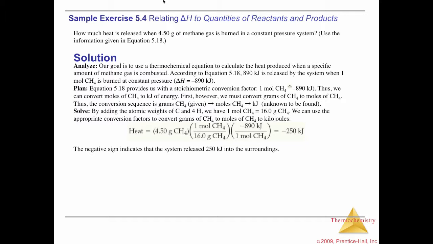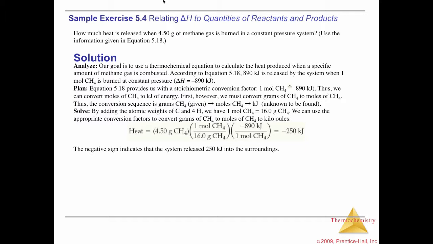Equation 5.18 provides us with a stoichiometric conversion factor, that is, 1 mole of methane yields negative 890 kilojoules. Thus, we can convert moles of methane to kilojoules of energy. First, however, we must convert grams of methane to moles of methane. Thus, the conversion sequence is grams of methane, which was given in the problem, to moles of methane to kilojoules.